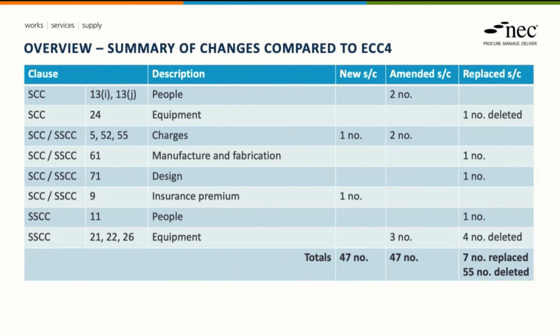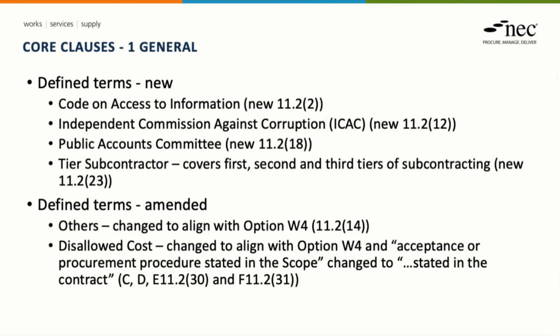Overall, there have been around 150 changes to the contract, between new clauses being added, clauses that have been changed, or clauses that have been removed. And we're talking a bit more detail about a number of these changes through the rest of this session. So we're going to move through the clauses in a fairly logical manner, starting with section 1 of the core clauses, and I'll summarise the key changes.